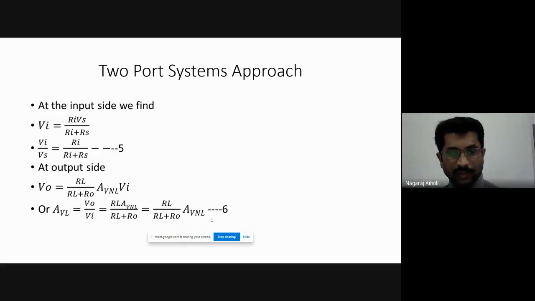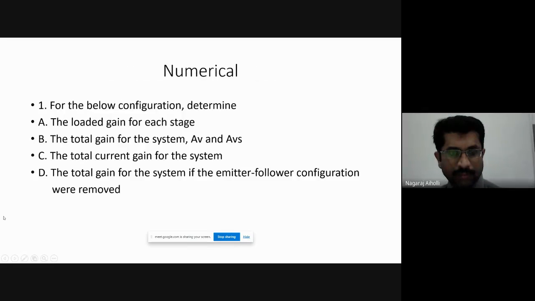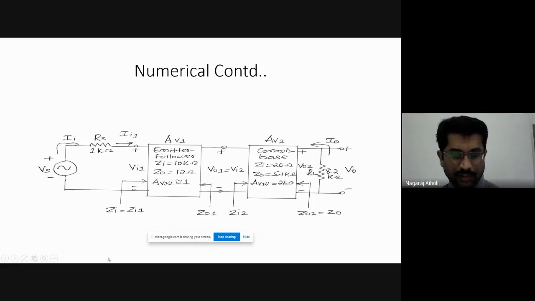Okay. Now here we have to substitute what is RL for the first stage, what is R0 for the first stage, what is AVNL for the first stage. This is the basic equation, right? AVL is equal to V0 by Vi, that is this equation. Now RL, what is RL here, students, for the first stage? Let us see the circuit, the diagram, what is given. This is an examination problem that was asked in the last examination. This example I have taken from there.